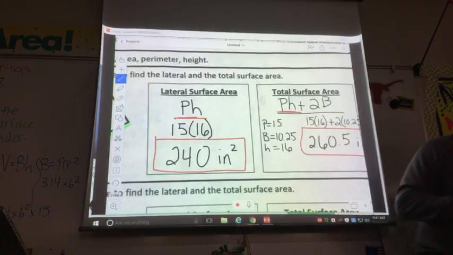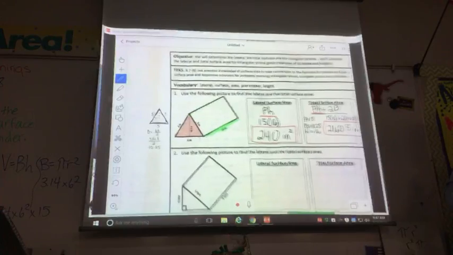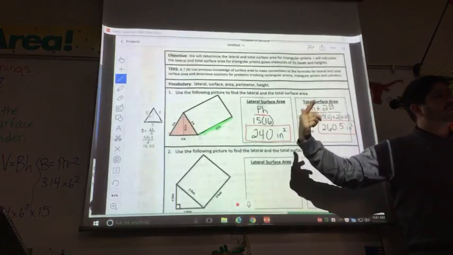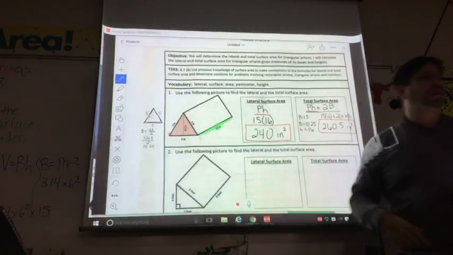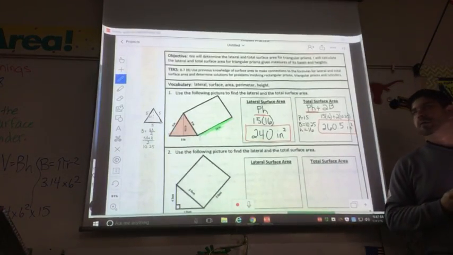So it's kind of just like the rectangular prism that we did, except our base is a different shape. The only thing that we're changing is when we find the area of the base, we have to do base times height divided by 2.